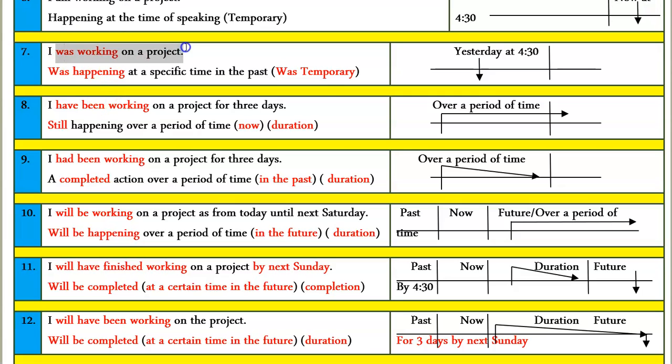I was working, again, you are referring to also to duration, but it was a temporary action in the past. You remember what you did yesterday, and you remember exactly how much time it took you to finish an action. Let's say from 3 to 6. I was working on a project from 3 to 6. It was a temporary action.